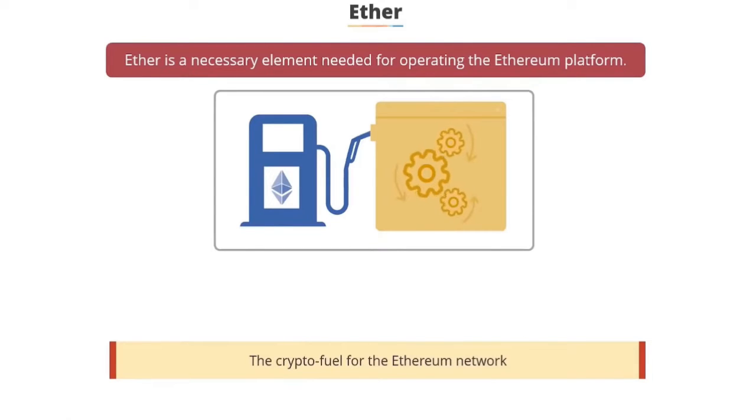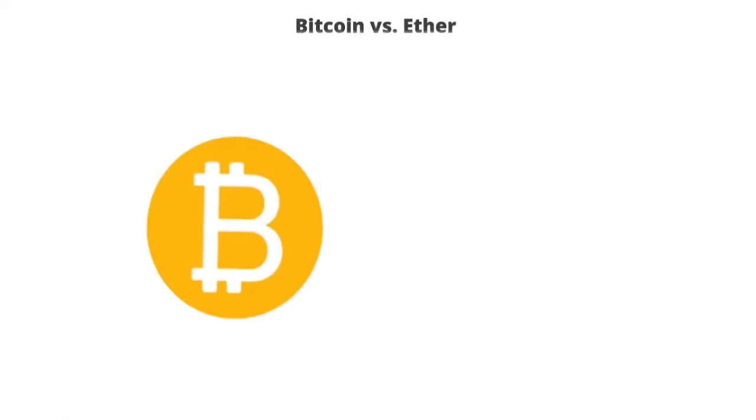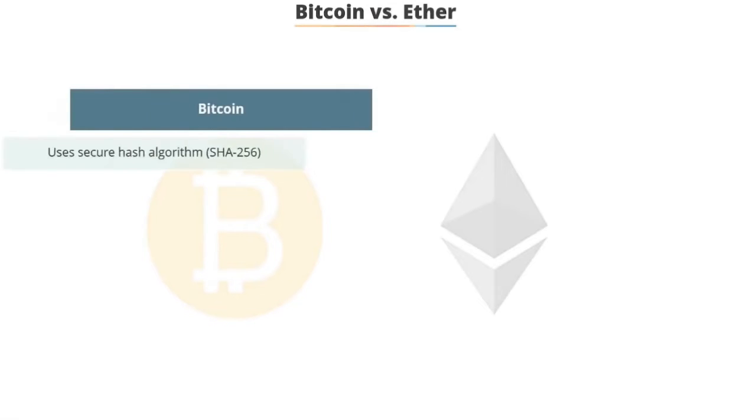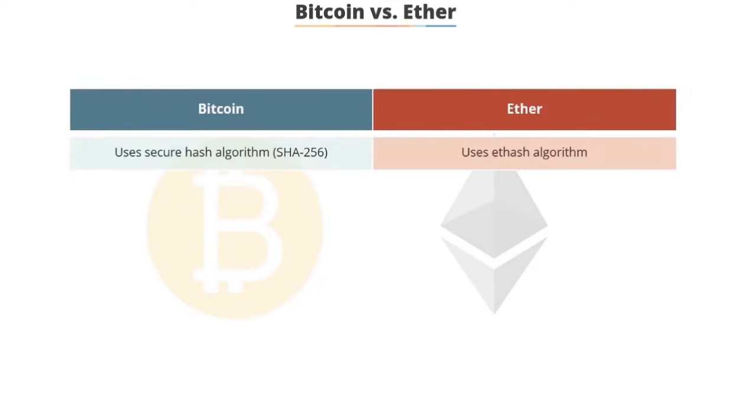Let's have a look at the differences between Bitcoin and Ether. Bitcoin versus Ether. The first difference is in the hash algorithm used by these cryptocurrencies. While Bitcoin uses SHA-256 to encrypt blocks of the blockchain, Ethereum uses Ethash to encrypt blocks.